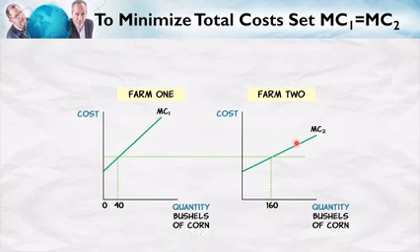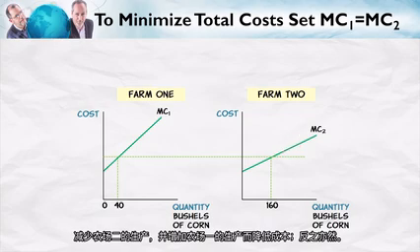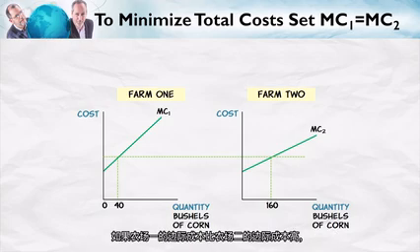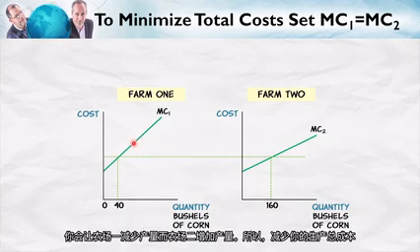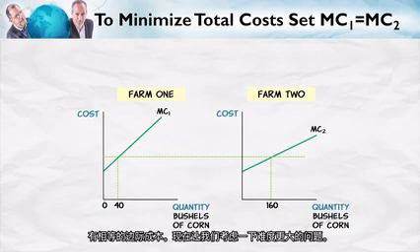If the marginal cost of production on farm 2 were higher than on farm 1, then you could always reduce your cost by producing less on farm 2 and more on farm 1. But of course, the reverse is also true. If the marginal cost on farm 1 were higher than on farm 2, you would want to produce less on farm 1 and more on farm 2. So the way to minimize your total cost of production is to produce such that the marginal costs of production are equal on your 2 farms.